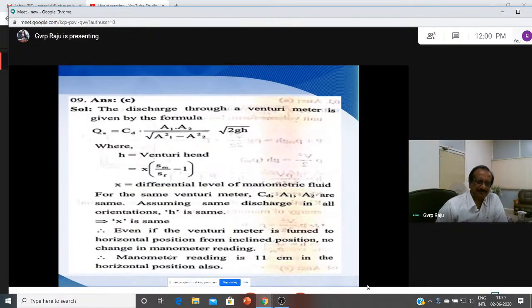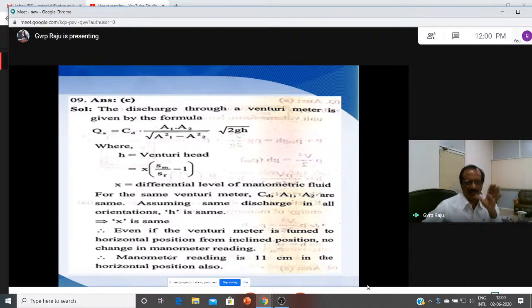Explanation for that. The discharge through a venturimeter is given by the formula, as you know, Q is equal to CD A1 A2 by square root of A1 squared minus A2 squared into square root of 2gH, where H is the venturi head. So X is equal to (S2 by S1 minus 1), where X is the differential level of the manometer fluid, and CD, A1, A2 are the same.